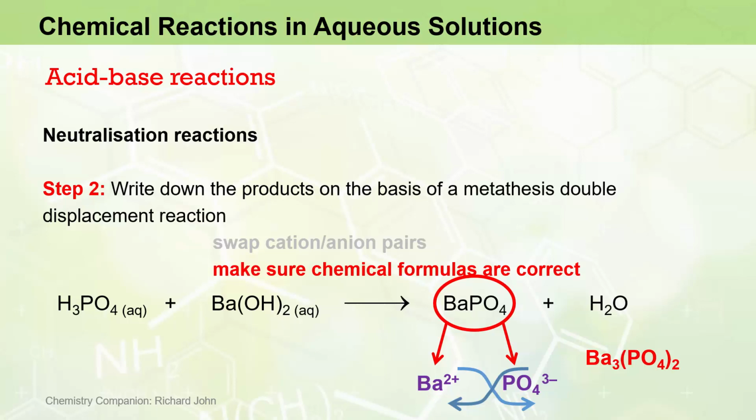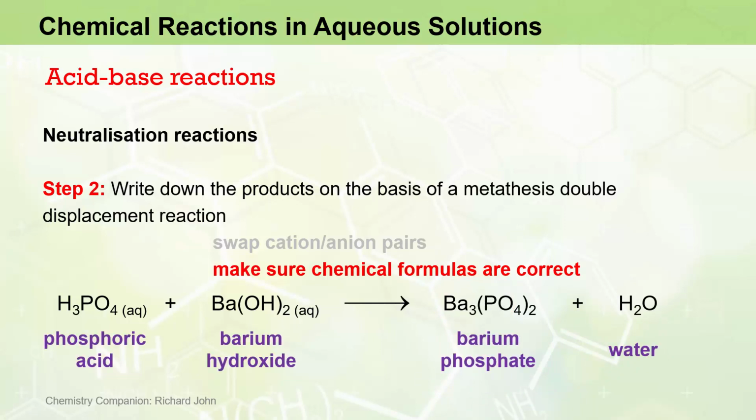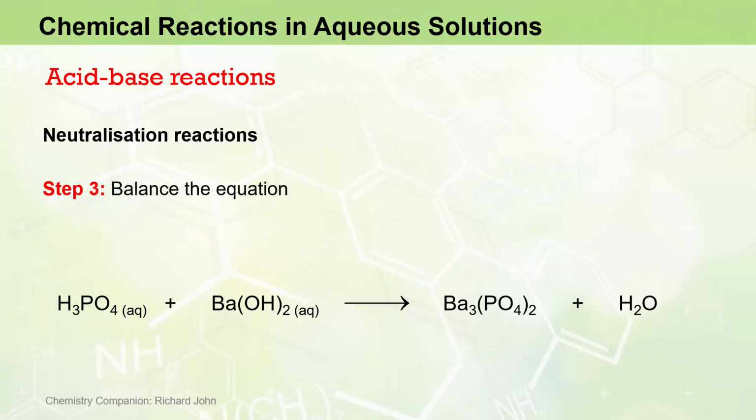And so we need to insert the correct chemical formula for barium phosphate into our chemical equation here. So we now have phosphoric acid plus barium hydroxide gives barium phosphate plus water, and all chemical formulas are now written correctly. Now it's time to balance the equation. And remember, when we balance chemical equations, we can only change the stoichiometric coefficients in front of the chemical formulas.